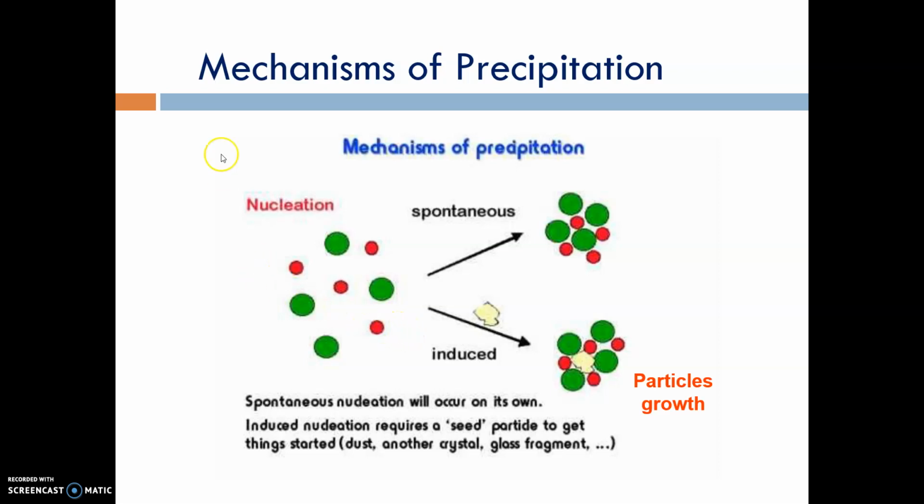Okay, in this video I'm going to explain the mechanism of precipitation. The first step is the nucleation process. Nucleation can occur spontaneously or be induced by seed particles to get things started, such as dust, another crystal or a glass fragment. After the nucleation process, to form a large particle desirable for gravimetric analysis, particle growth must take place.